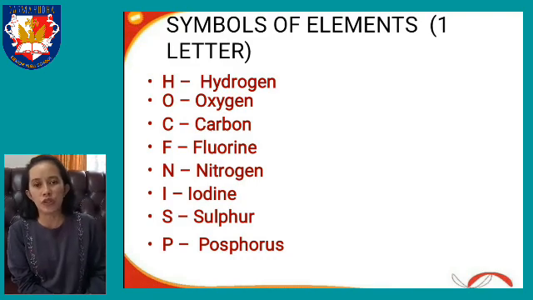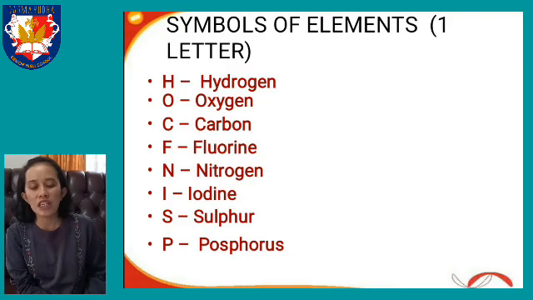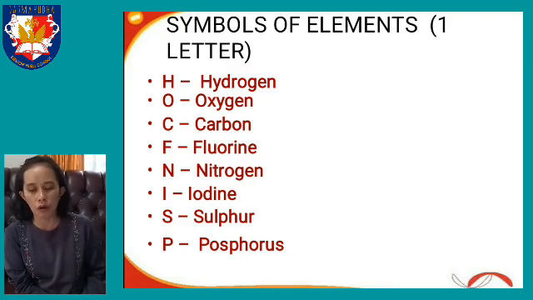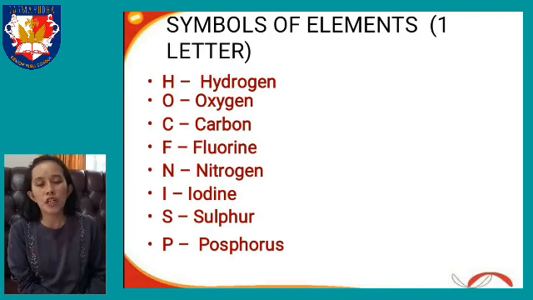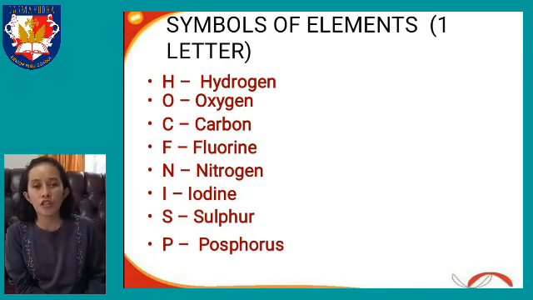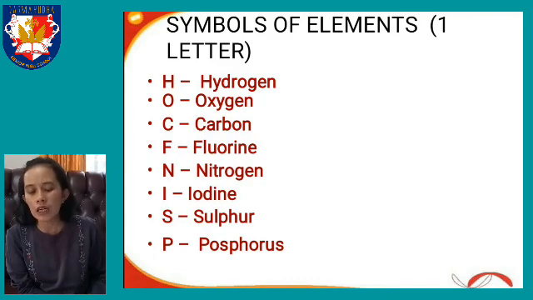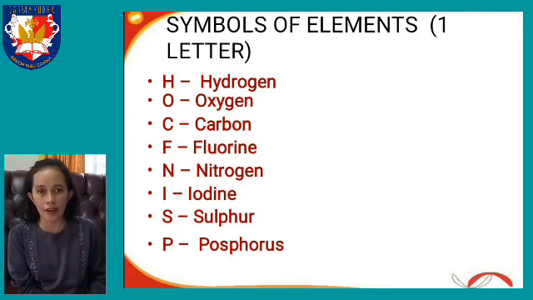They are hydrogen. The first letter of hydrogen is H. That's why the symbol of the element is H also. Nitrogen. The first letter of nitrogen is N. That's why the symbol of the element is a capital letter N.